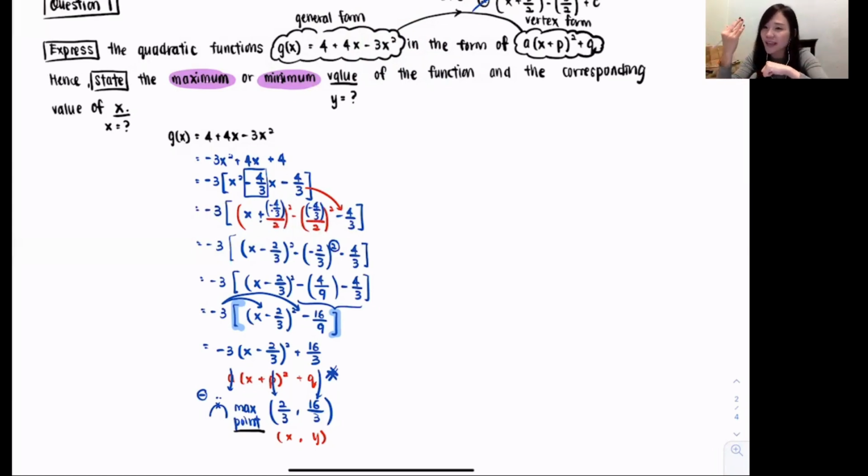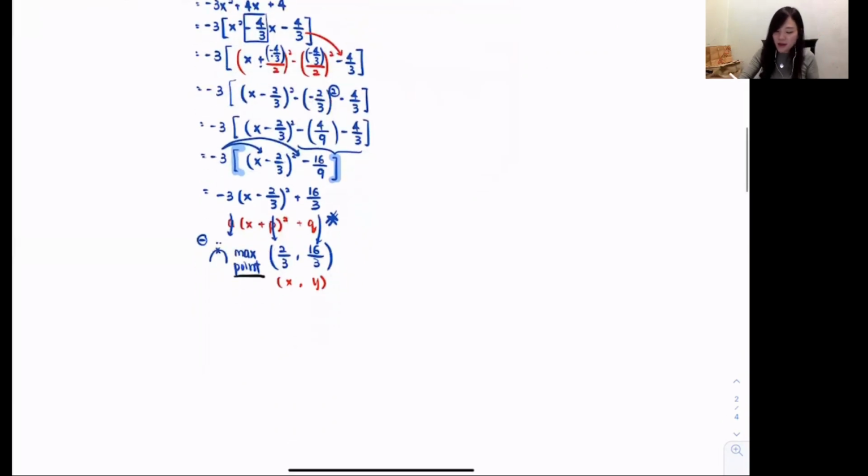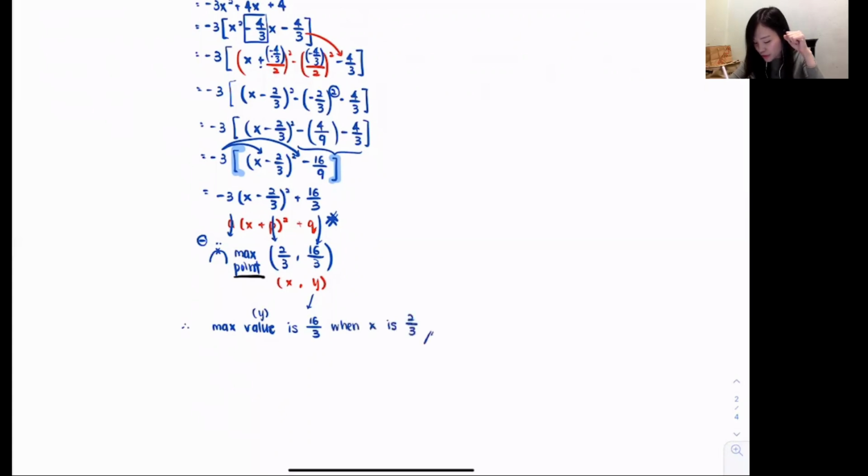So how do I get the y value and the x value? Actually it's the same. It's just that whenever you write your answer for a point, you write in coordinate form. But whenever you write your answer for a value, you write in a sentence. Just now I said the value means the y. So what is your y now? The maximum value is 16/3. How about the corresponding value of x? You write in a sentence: when x is 2/3. Done.